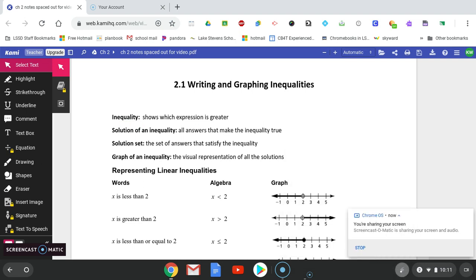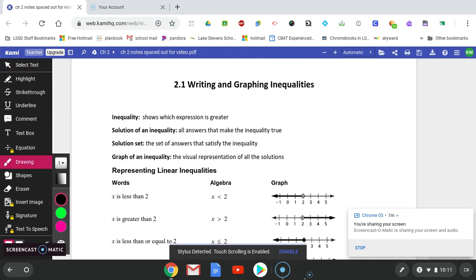Okay. Let's see. Solution of the inequality is going to be all the answers that make the inequality true. So if we have x is greater than 2, then that means any number greater than 2 is going to be part of our solution set. So the solution set are all the answers that would make that inequality true. Our graph of the inequality is going to give us a visual representation of all the solutions. So instead of writing it down algebraically, we can show what's happening with a picture so we can visually see what is going on with this.